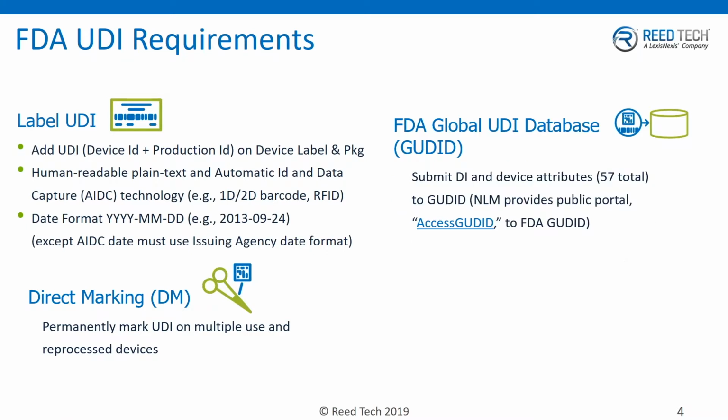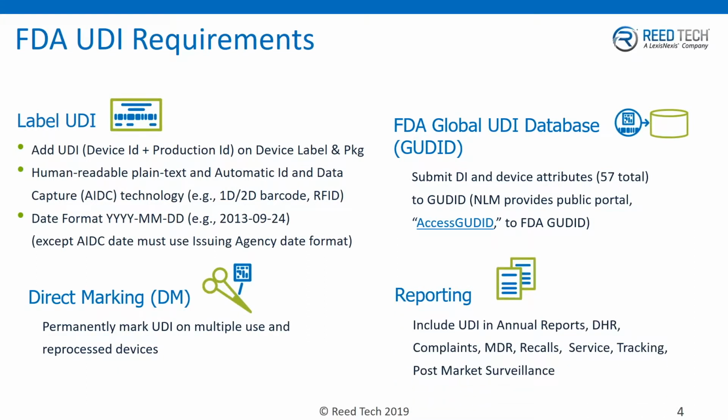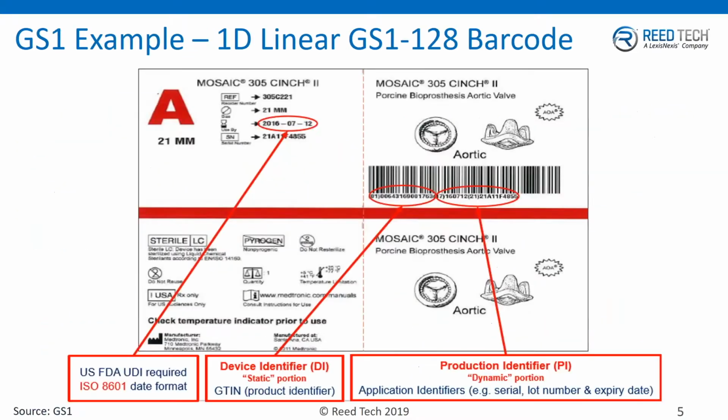The second aspect to UDI compliance is the data reporting. Labelers are responsible for submitting a list of 57 data attributes to the FDA's global UDI database, or GUDID, and then using that information as well as the UDI numbers in annual reports, such as product complaints, post-market surveillance, or recall reports. So Andrew, can you walk us through a UDI label?